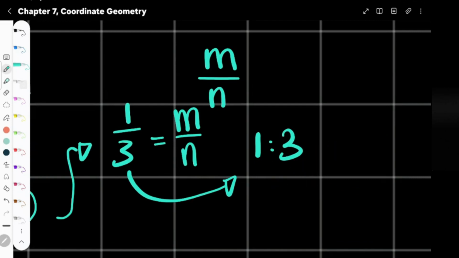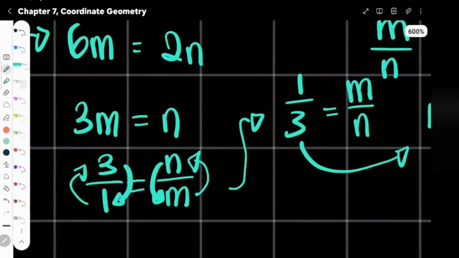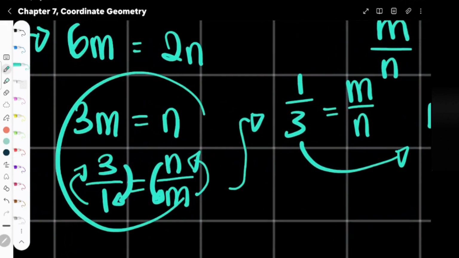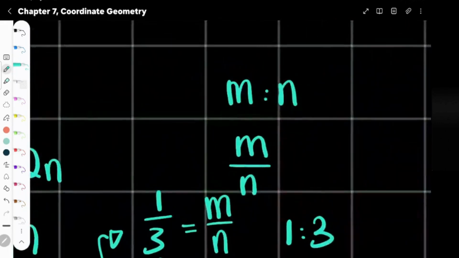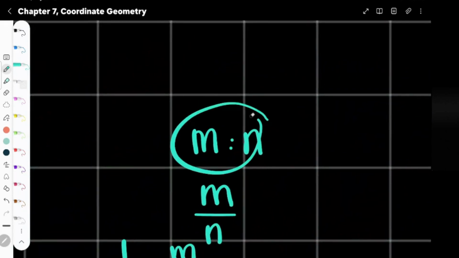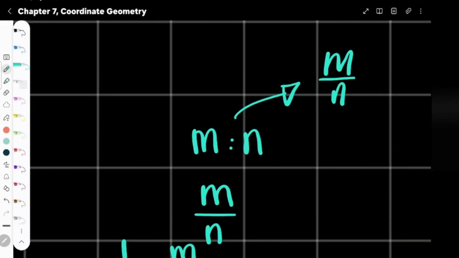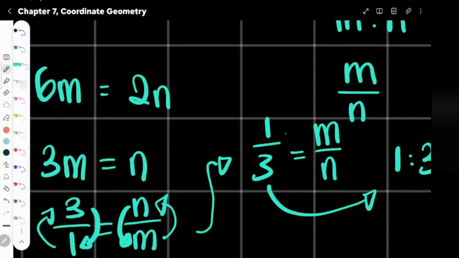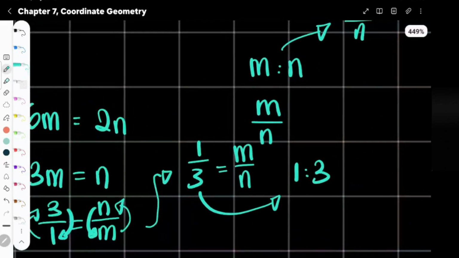Okay. So the thing that students actually get confused is this part here, right? They don't know where to go from here. So just think logically. They want m to n. So turn this into a fraction first. So m over n. But then if you get stuck, just think outside the box. You can turn this number into a fraction. And then you can swap the place. Okay, you can swap the place. And then you will get 1 to 3.